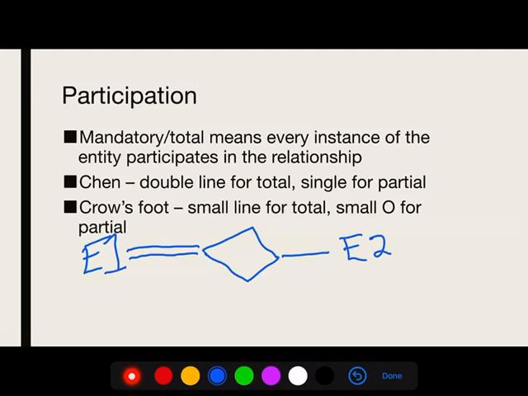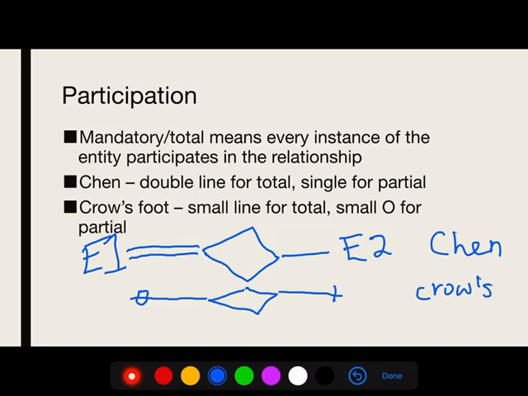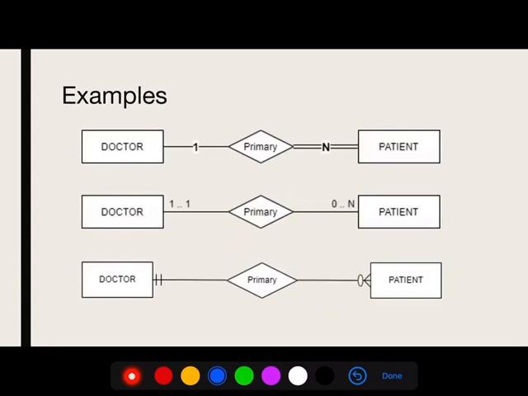Now in crow's foot notation, we use another dash and an O for the participation, but it's a little bit hard to understand, and we'll need a real example from the next page. But you have a dash for total participation and an O for optional participation, but they come out on the opposite side that you see it in Chen. So it seems weird, but you will see why. So let's look at this example.